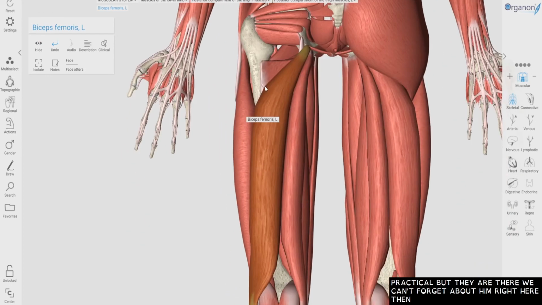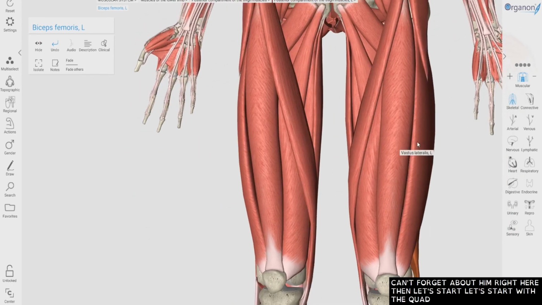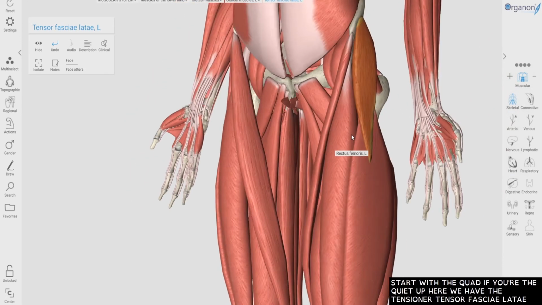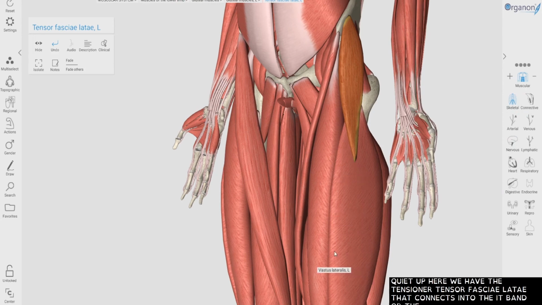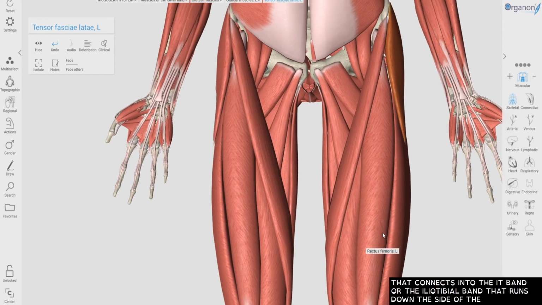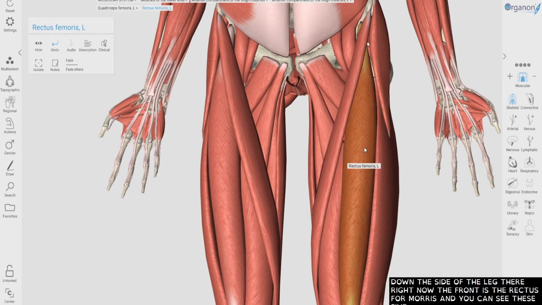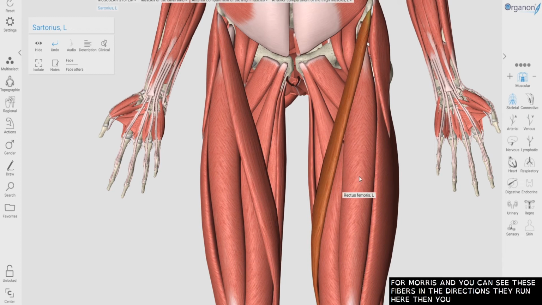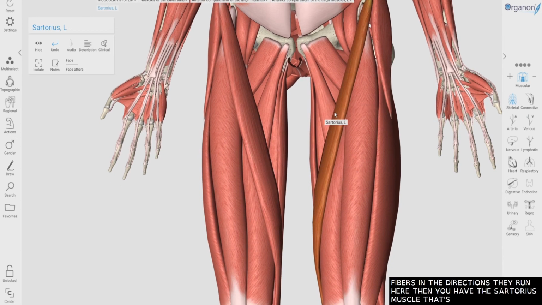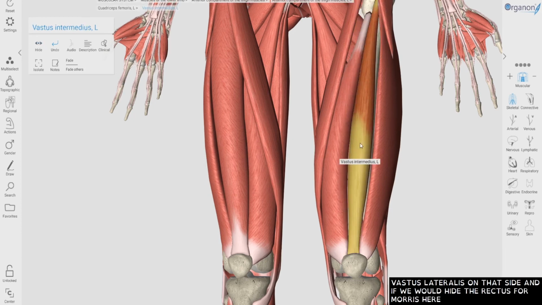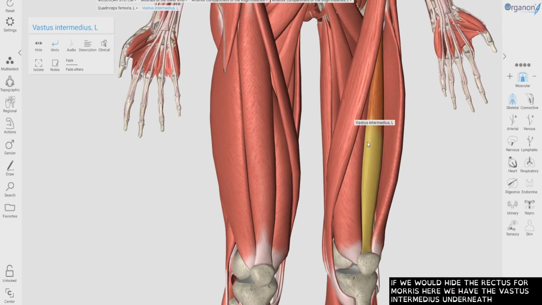Right here then, let's actually start with the quad. Up here we have the tensor fascia latae that connects into the IT band, or the iliotibial band that runs down the side of the leg there. All right, now the front here is the rectus femoris, and you can see these fibers in the directions they run here. Then you have the sartorius muscle. That's the strap-like muscle. Besides the rectus femoris, you have the vastus medialis on the medial side, the vastus lateralis on that side. Then if we would hide the rectus femoris here, we'd have the vastus intermedius underneath.